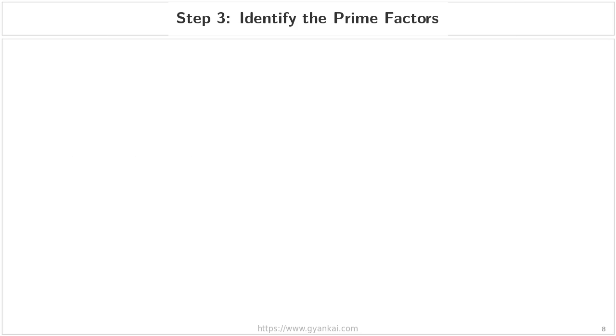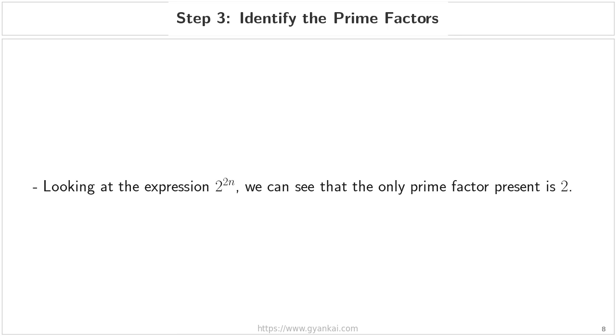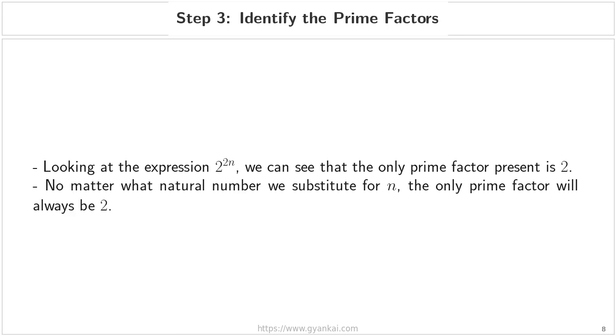Step 3. Identify the prime factors. Now, let's take a close look at the expression we just derived, which is 2 raised to the power of 2n. By inspecting this expression, we can clearly see that the only prime factor present is the number 2. It is important to realize that no matter what natural number we choose to substitute for n, whether it is 1, 10, or even a million, the only prime factor present in our result will always be 2. There is no way for any other prime number to appear in this product.